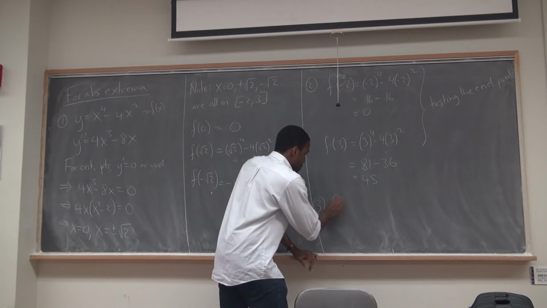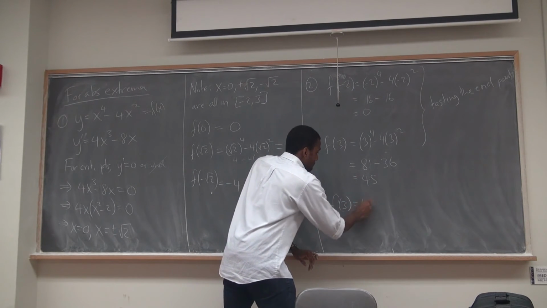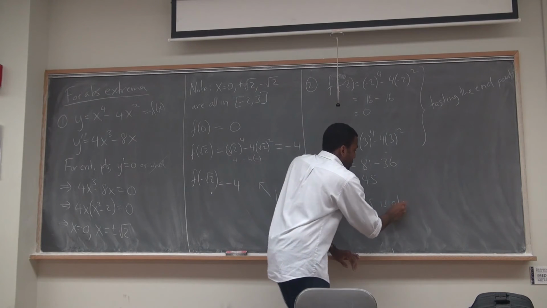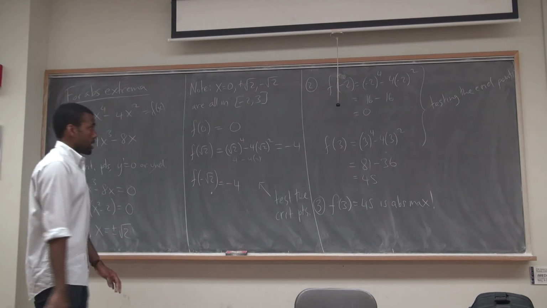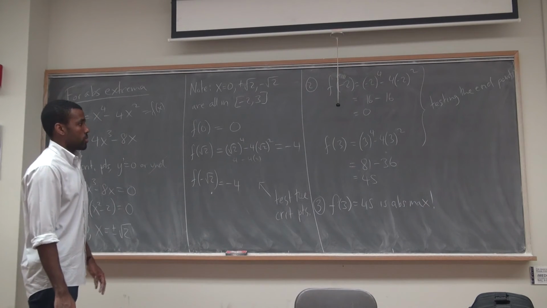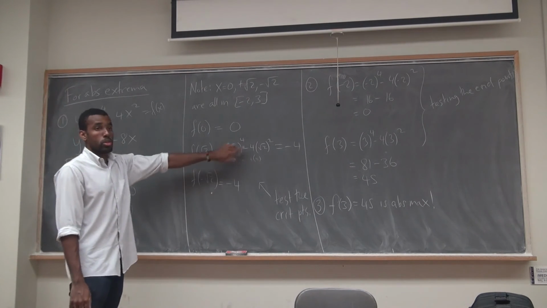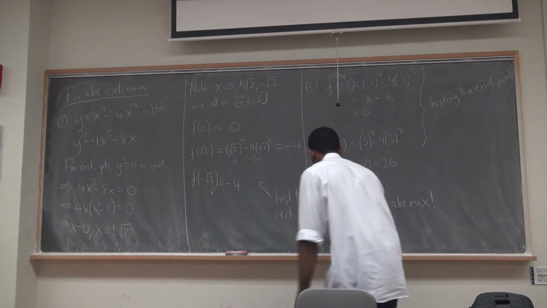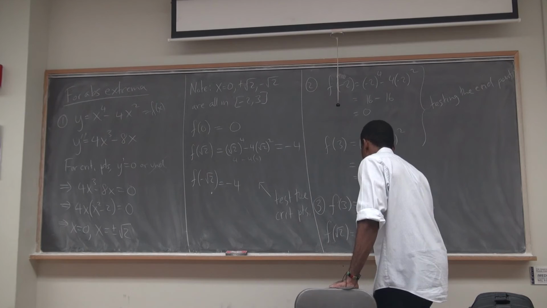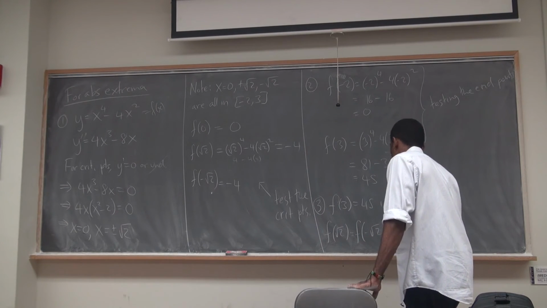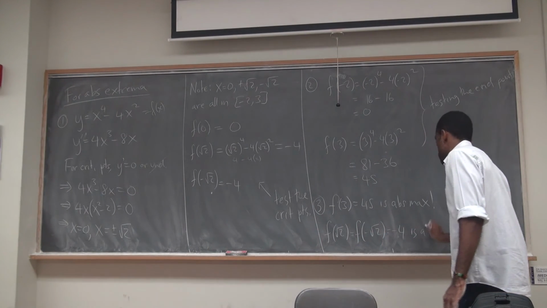So here you're going to say f of 3 equals 45 is your absolute max. That's the biggest guy around, right? Then you're going to go again and you're going to look for the smallest ones. Minus 4 is the smallest one. And also, f of radical 2, which is the same as f of minus radical 2, equals minus 4, is the absolute min.